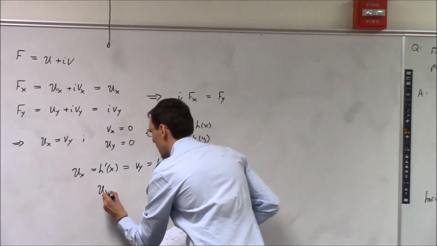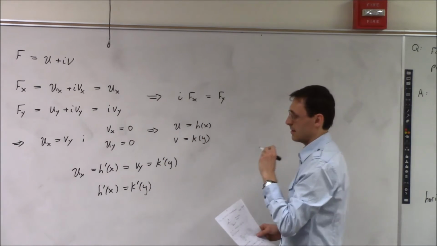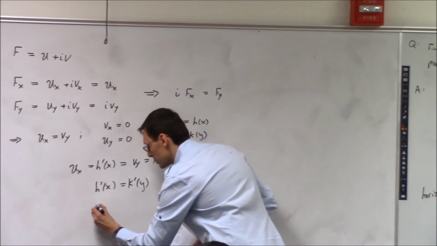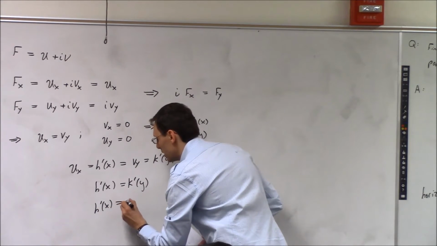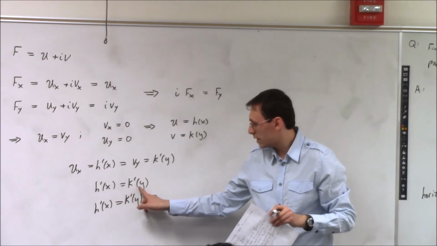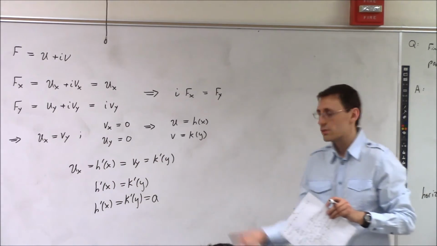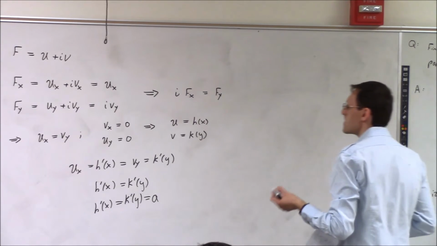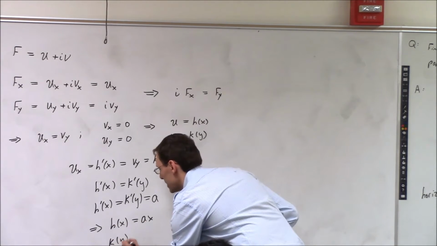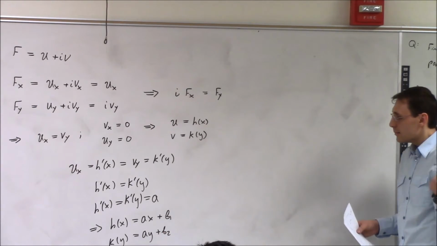In other words, you have that h prime of x is equal to k prime of y, which is equal to some constant. You agree? Because you just fix an x and change the y, so you know that k prime of y is constant. And now do the opposite. Fix y and vary the x, so that tells you that h prime is constant. So you get a, and that implies that h of x is ax plus, let's call it b1, and k of y is ay plus b2, for some constants b1 and b2.